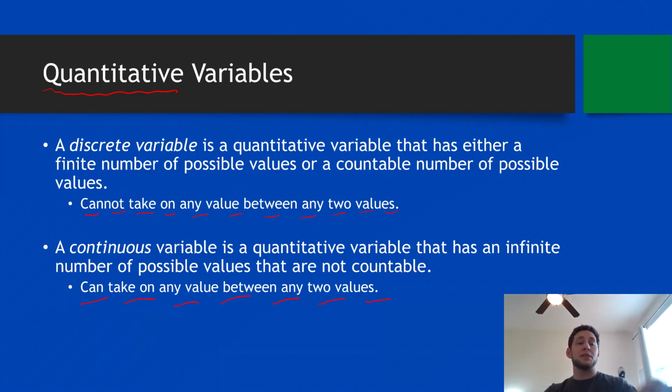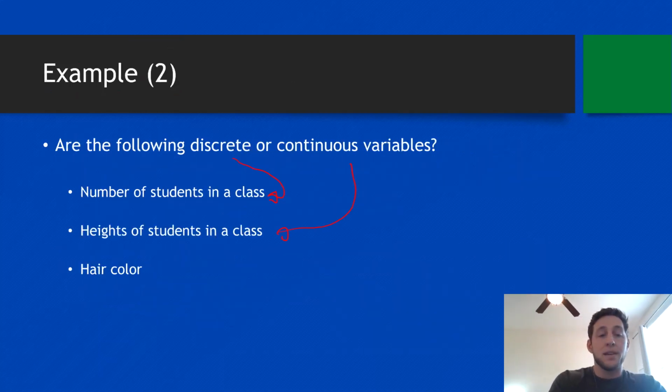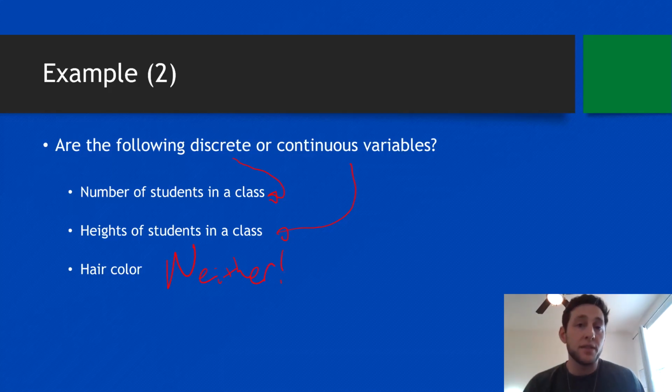Remember that when we're dealing with discrete versus continuous, we are dealing with quantitative variables. So in this case, the answer is neither of them. We are going to be qualitative for that variable.